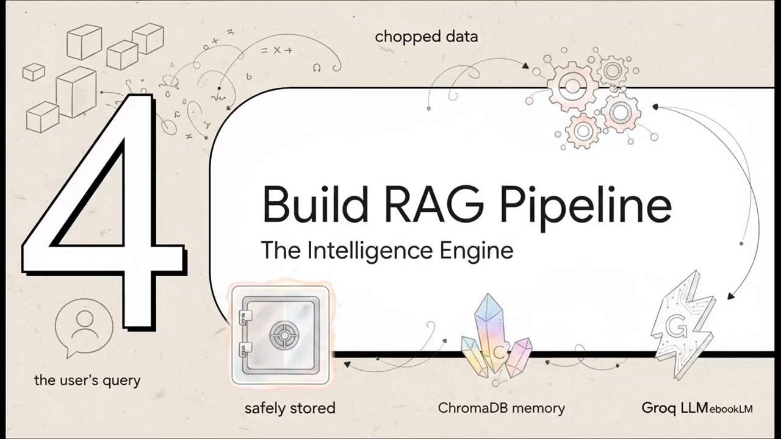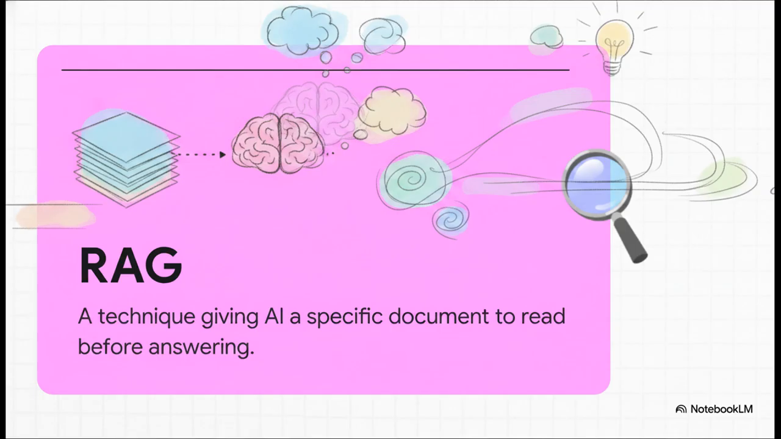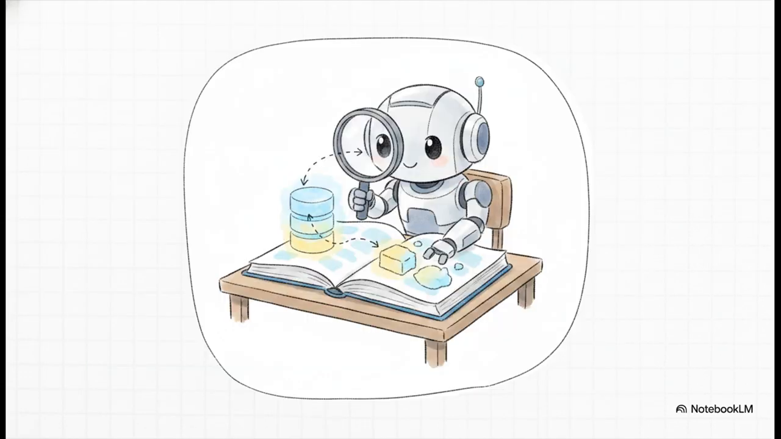Part 4. Building the RAG pipeline, the intelligence engine. It's time to assemble the core engine, where the user's query, our database's memory, and the LLM finally meet. We're going to build a RAG pipeline. RAG stands for Retrieval-Augmented Generation. I know, it sounds like a wildly complex academic tech term, but as your mentor, I'm here to demystify it for you. It's actually just a very logical process. It's a technique that simply gives the AI a specific, targeted document to read right before it generates its answer. That's the whole shebang.